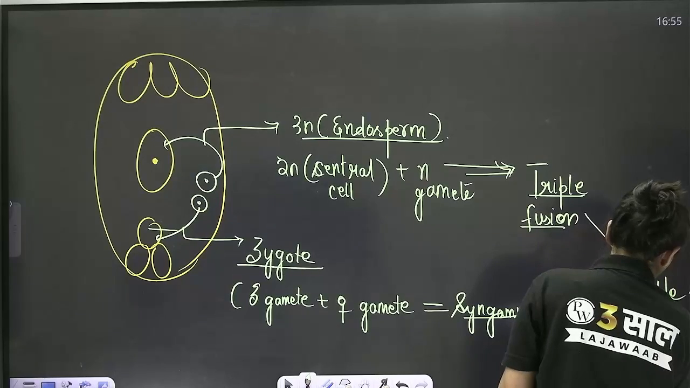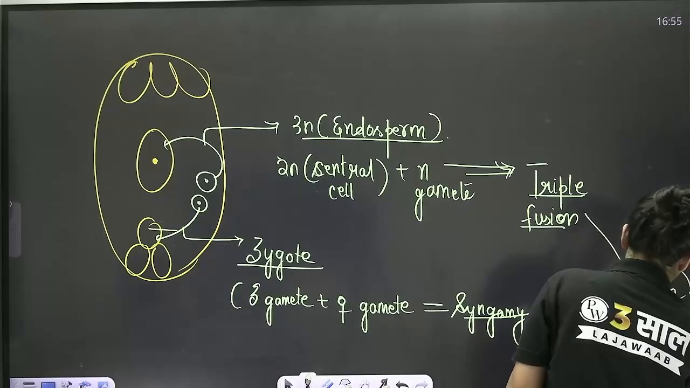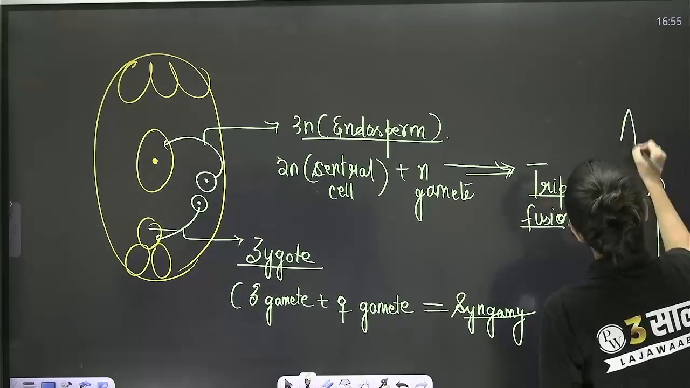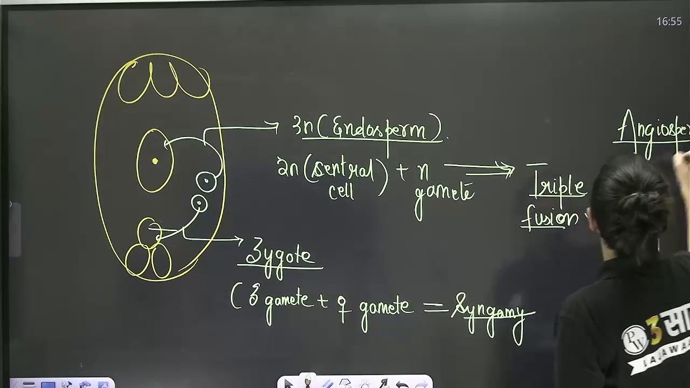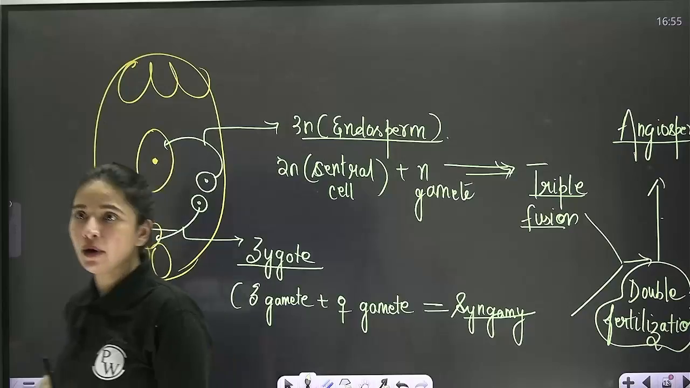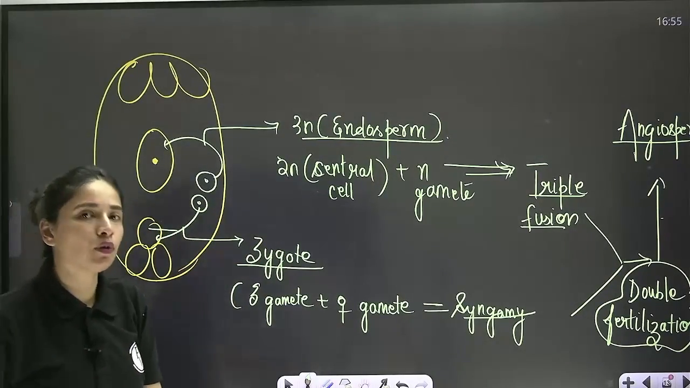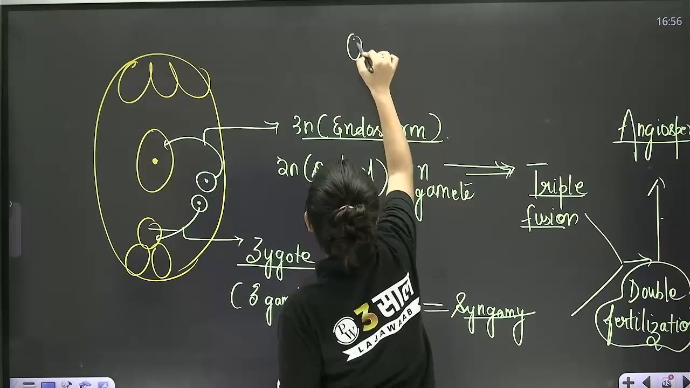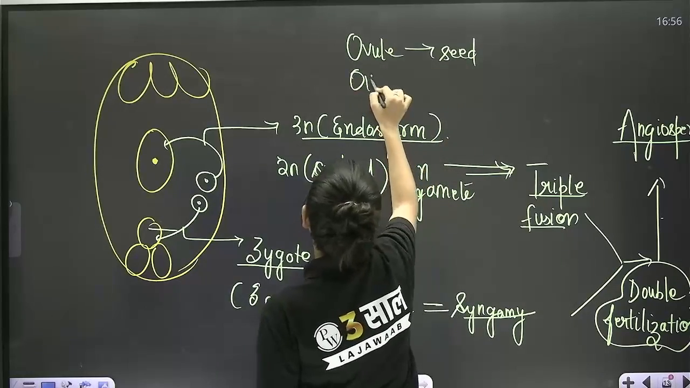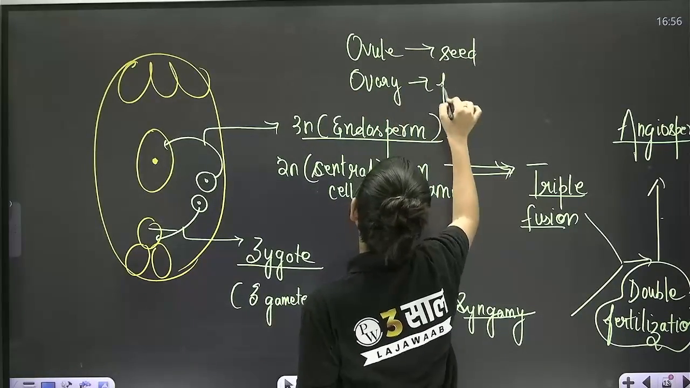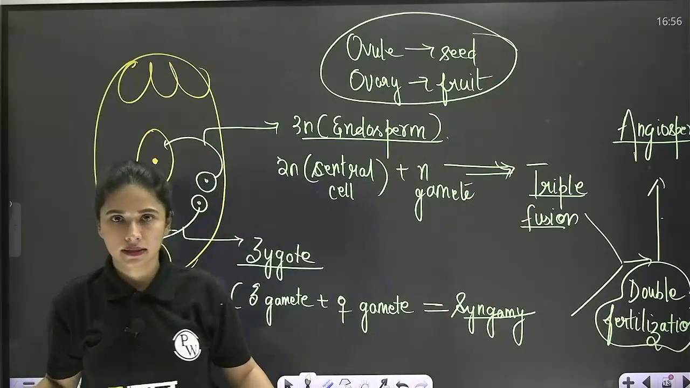What do you call this? This is known as double fertilization. And double fertilization is a characteristic feature of angiosperms only. So in the whole plant kingdom, the only group to show double fertilization is angiosperms. As soon as this happens, the ovule transforms into a seed and the ovary gets the signal to transform into fruit, and all the remaining parts degenerate.